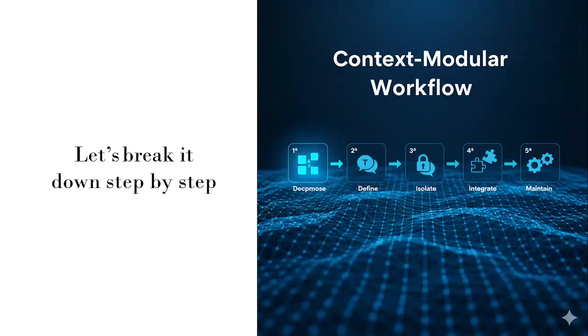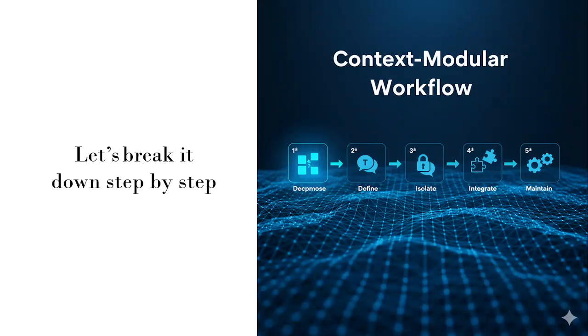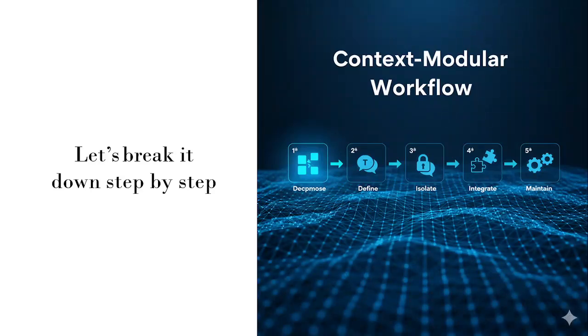Now, how do you do it? This brings in the context modular workflow. Let's break it down step by step. This is the process we use to decompose our software. Basically, we decompose the system first. So here are the steps: we decompose, define, isolate, then integrate, and finally maintain.